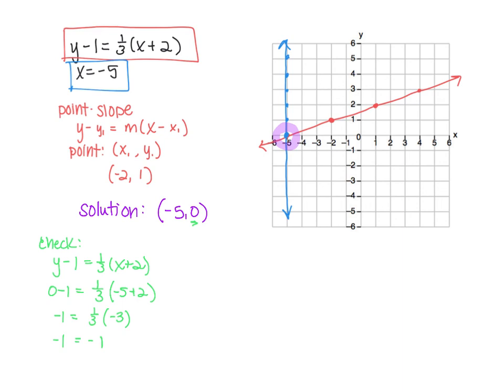That works. Now, if I check it in my equation x equals negative 5, I don't even have to plug in a y value. I just need to plug in that x value. So is negative 5 equal to negative 5? Well, yeah. So they both work. I know this is a solution to my system of equations.